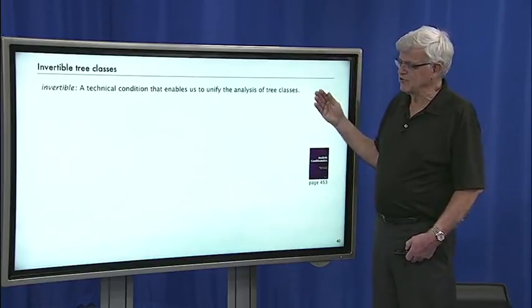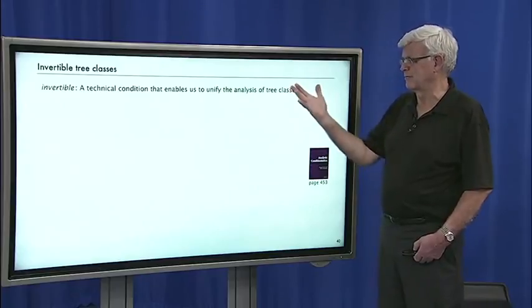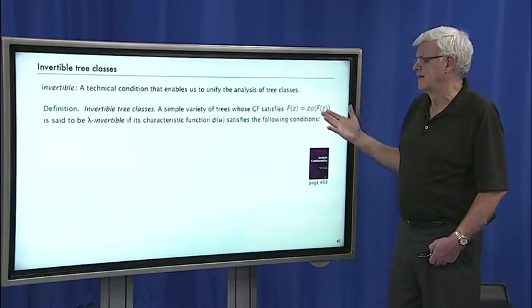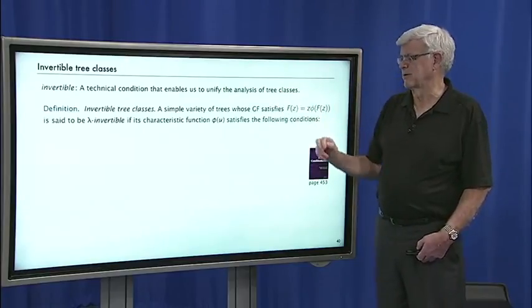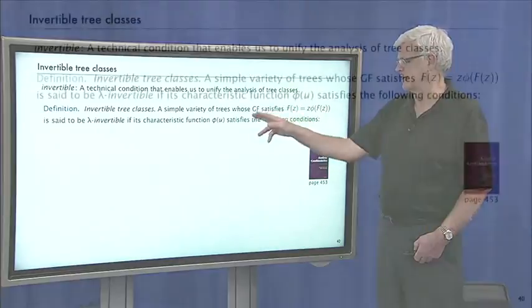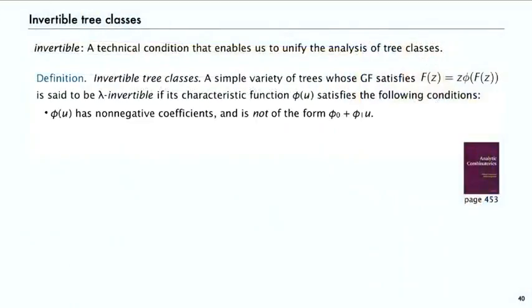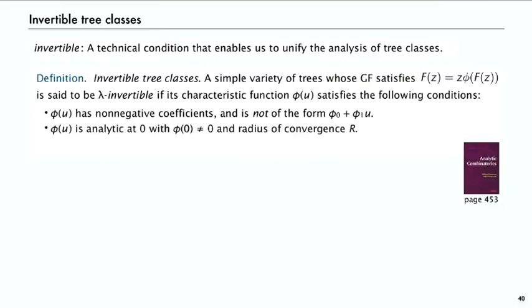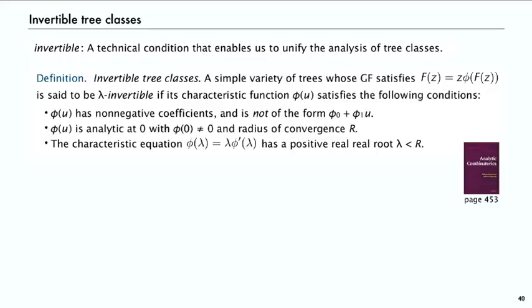Now again, we need a technical condition in order to be able to prove a transfer theorem, and for tree classes it's called invertible. Again, we have a parameter, so we're going to say it's lambda invertible if the characteristic function satisfies these conditions. Again, it's going to have non-negative coefficients, and it's got to be non-trivial. So phi 0 plus phi 1 u would be trivial. It's got to be analytic, and it's got to have radius of convergence, and phi of 0 is going to be not 0. Those are just removing degeneracies. So here's the key technical condition. That we have what's called the characteristic equation. Phi of lambda equals lambda phi prime of lambda.